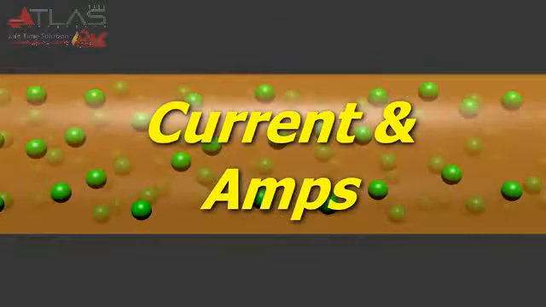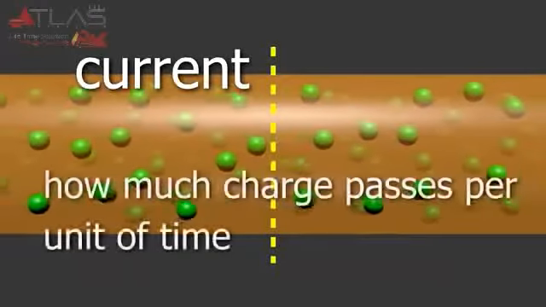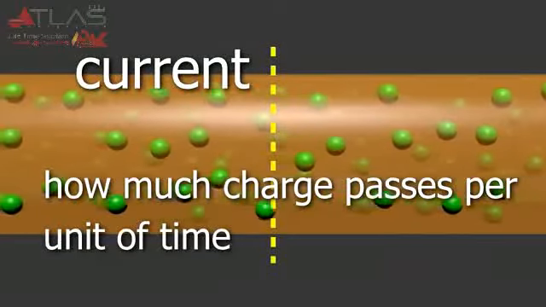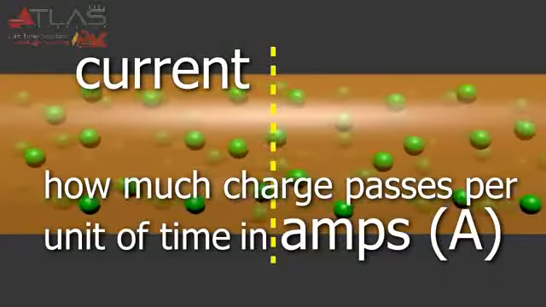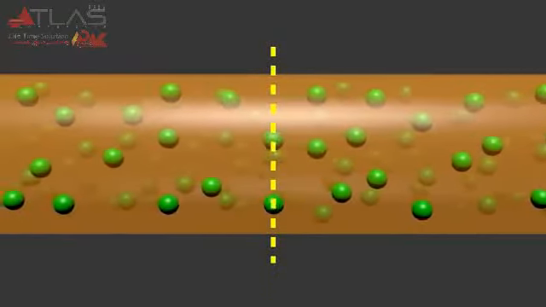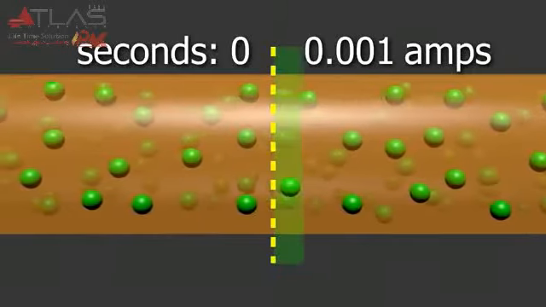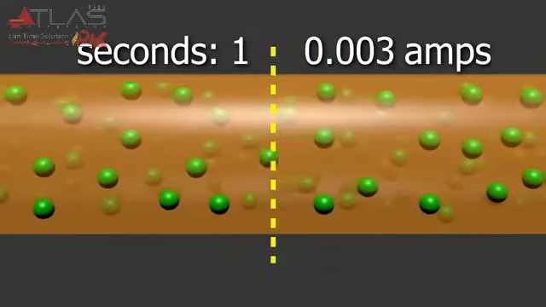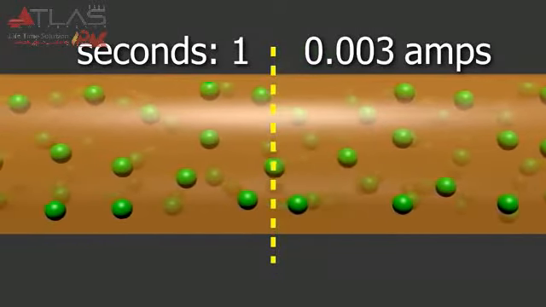What are current and amps? Current is just a measure of how much charge passes a point over a period of time. It's in units of amps. In this example, you can see negatively charged electrons. The amount of current, or amps, is the amount of the negative charge of the electrons passing this point every second.